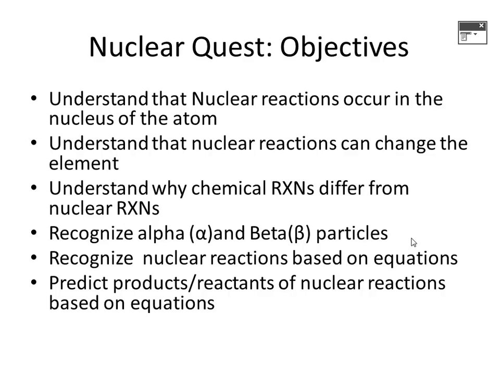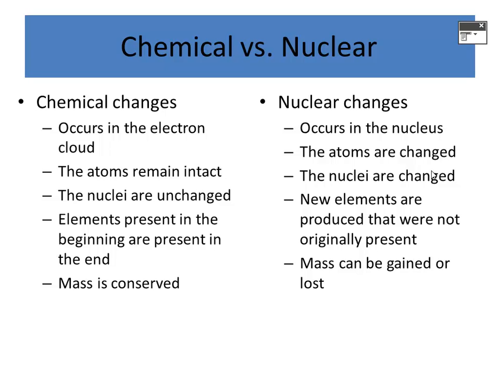So we should recognize alpha and beta particles, recognize nuclear reactions. Don't copy this down, just pay attention. Predict products and reactants of a nuclear reaction based on the equation. So this is what you want to copy down.